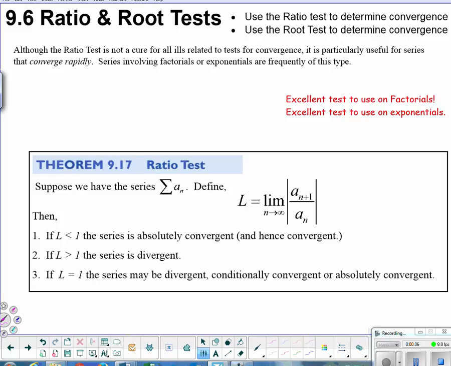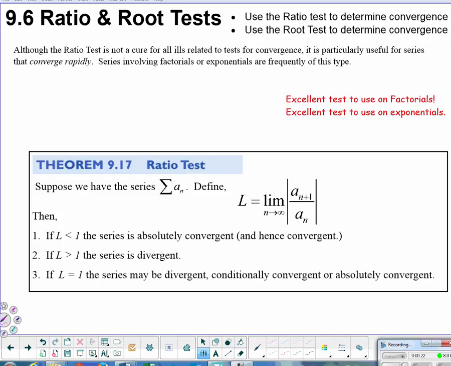Okay, hey, let's look at the ratio test today. The ratio and root tests kind of go together. There are two last tests that we're going to use to prove series are convergent. So let's look at the ratio test today.